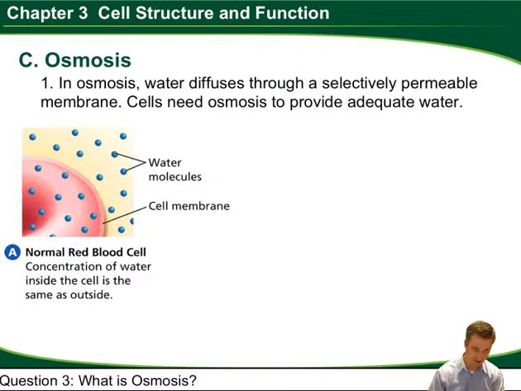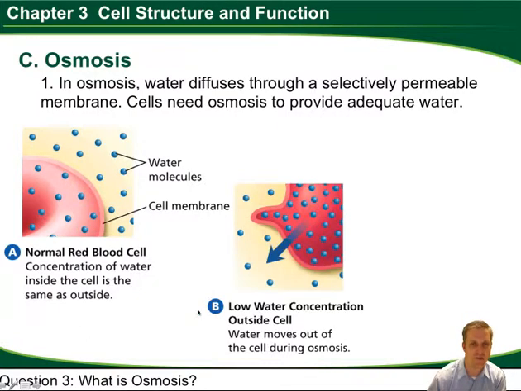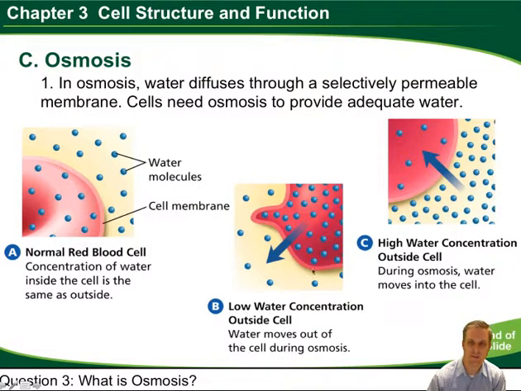Let's say you have a normal red blood cell here. On the inside, we have water molecules. On the outside, we have water molecules as well. Now notice in A, the concentration of water inside the cell is the same as the concentration of water outside the cell. Well, look at B. In example B, there's a larger concentration inside the cell than outside the cell. So if there's more water inside the cell than outside the cell, water will start to move out of the cell during osmosis because it wants to get back to A, where there's a normal concentration of water in and out.